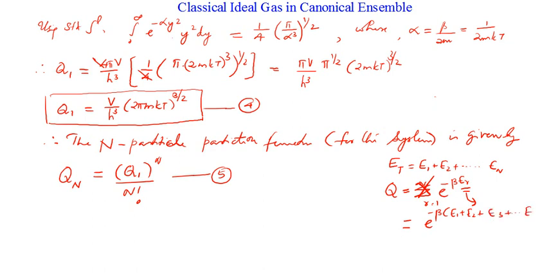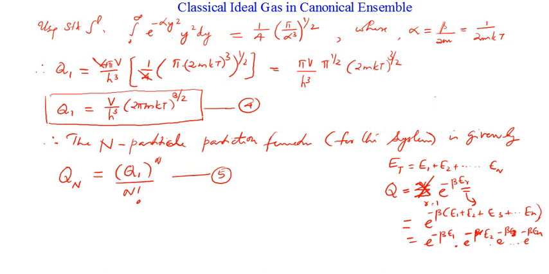Can you write it separately? This is an exponential function, so yes: e raised to minus beta E1 into e raised to minus beta E2 into e raised to minus beta E3, and so on, up to e raised to minus beta En. That is the rule for the exponential function.